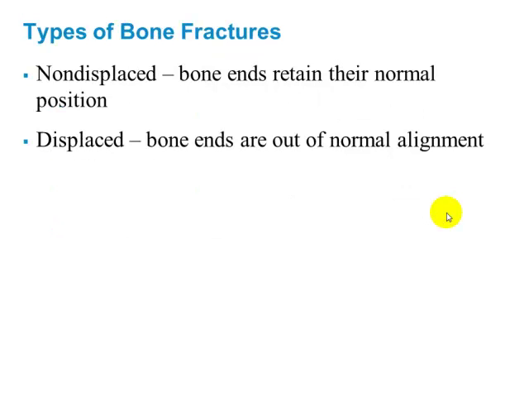The first way to classify is whether or not the bones retain their normal position at the end of the break, or if they come apart. So this would be non-displaced versus displaced. If you have a fracture where the fracture goes through but the bones retain their normal orientation, then that is non-displaced. If the bones somehow come out of alignment, that is displaced.